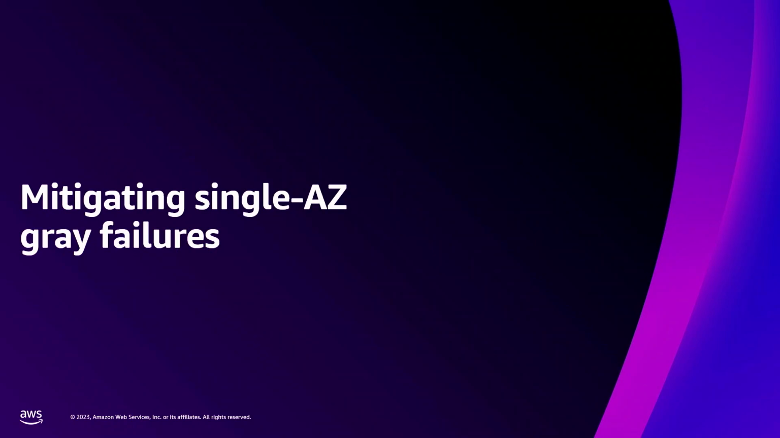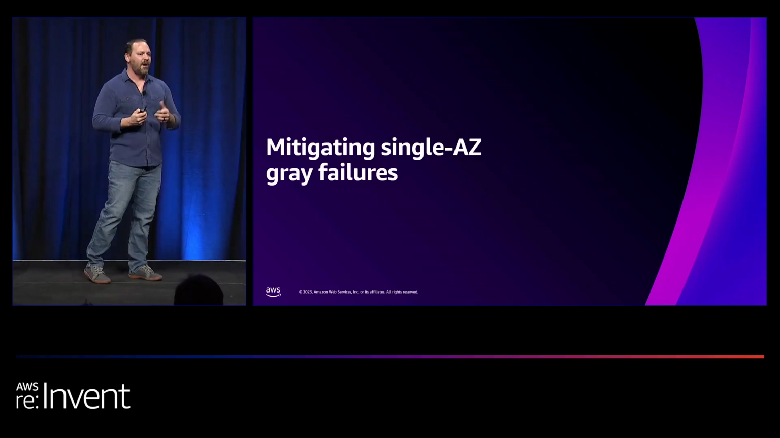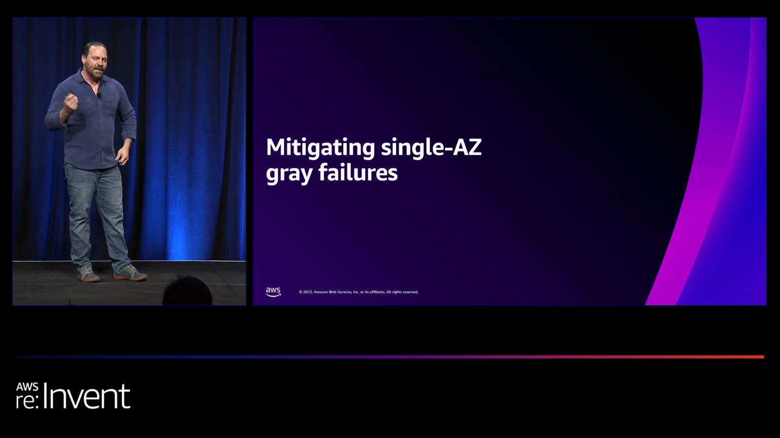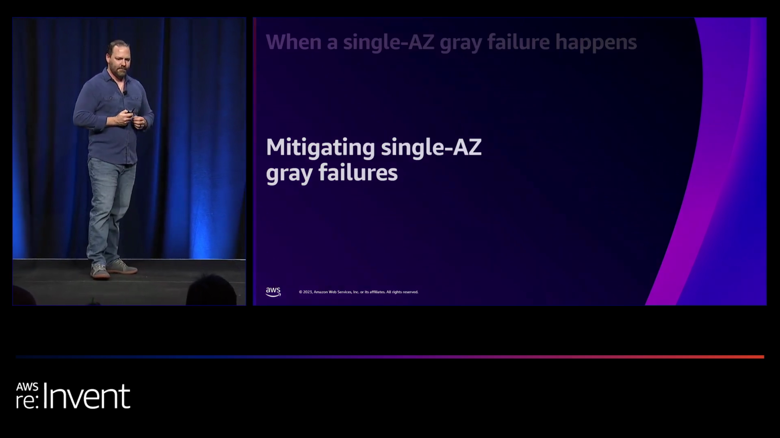So now that we've got a couple of different ways that we can detect gray failures in a single AZ, right? We can use outlier detection. We can build composite alarms. So now that we know that something's going wrong, which is the hardest part of gray failures, we can take some action to mitigate them.